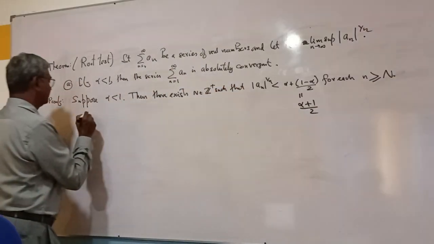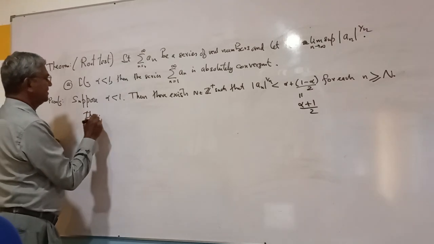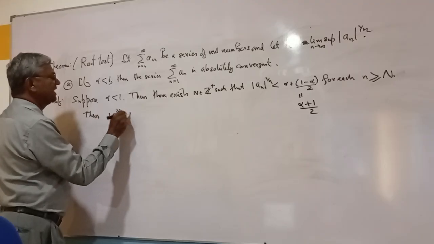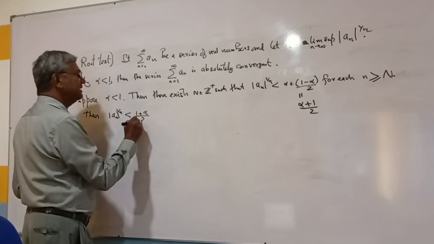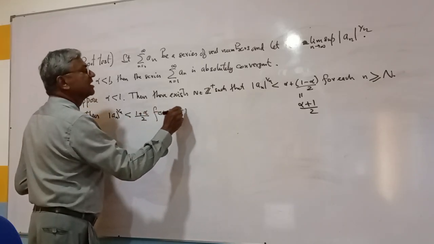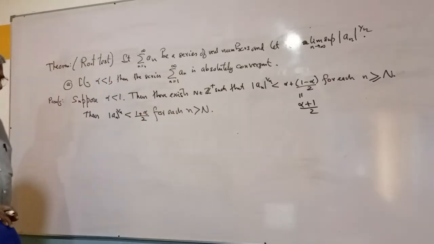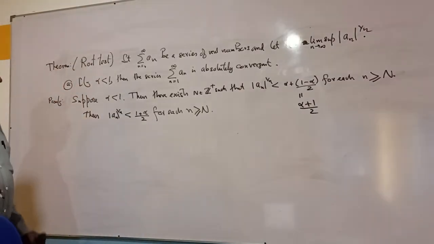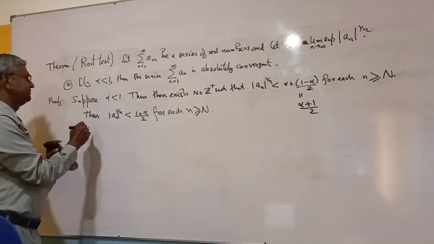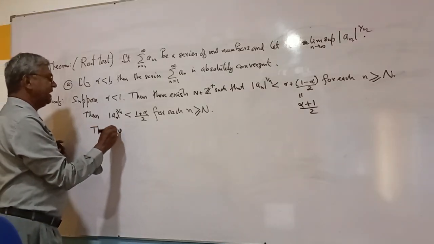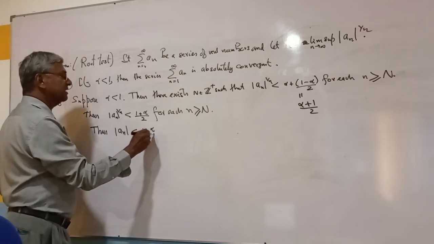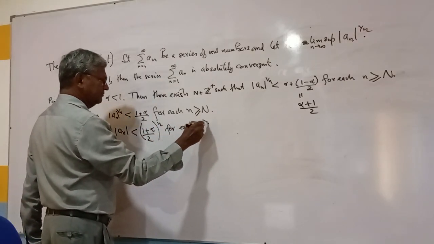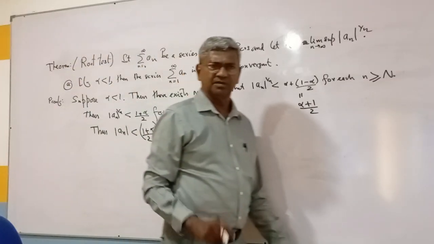Thus, let me write it. Thus, |a_n| to the 1 over n is strictly less than (1 plus alpha) divided by 2 for each n greater than capital N. Thus, |a_n| is strictly less than ((1 plus alpha) divided by 2) to the power n for each n greater than or equal to N.